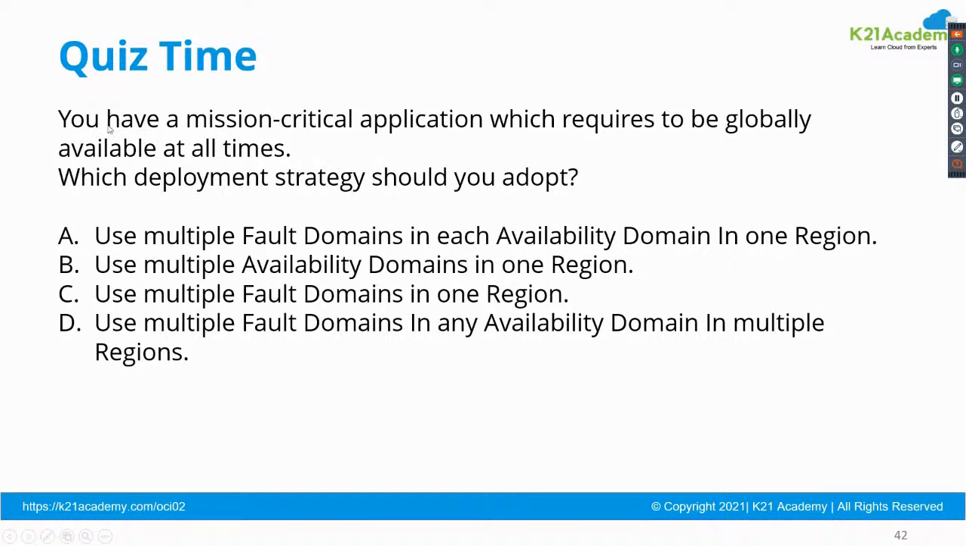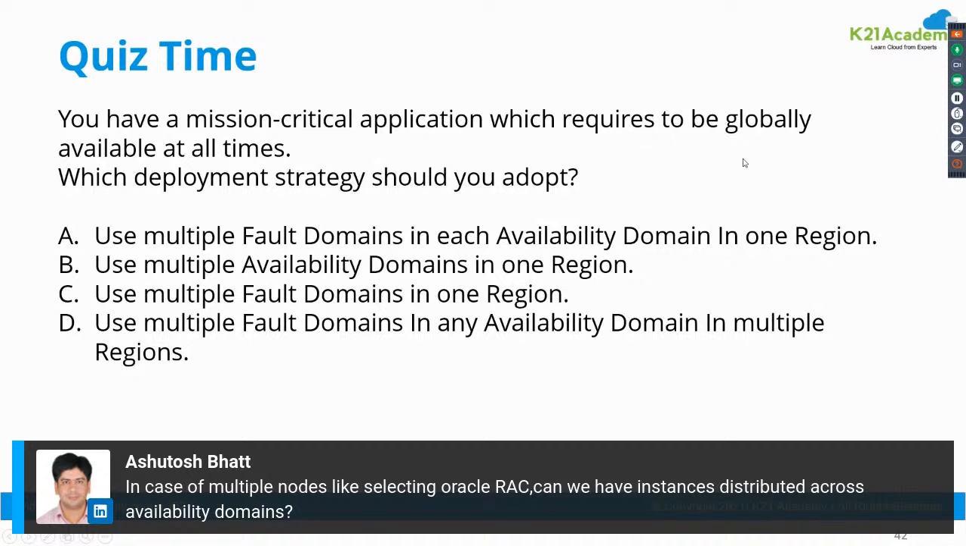So here, if you see, it is asking about a mission critical application, which is going to be globally available. It is not asking that it should be available in any particular region. It should be globally available. And what should be my deployment strategy? So I highlight these 2 points which are going to be very important while designing my application. Mission critical means it should be highly available. Highly available means that in case my region is down, it should still be available. That is what mission critical means.